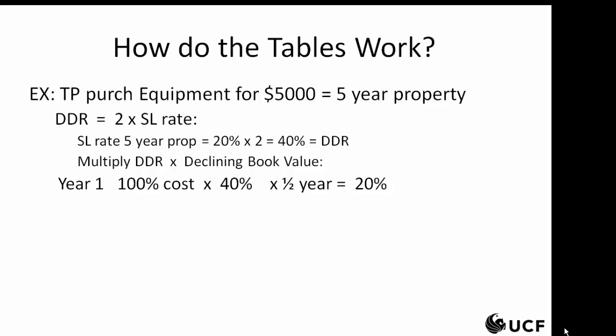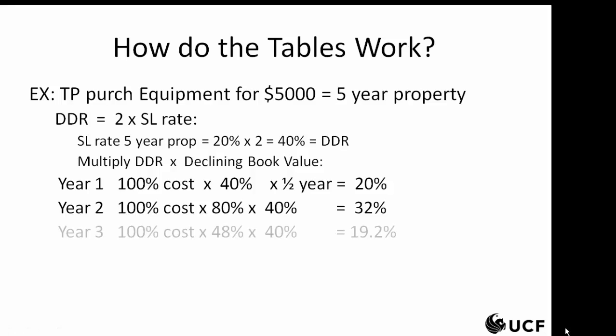Notice what happens in year 2. In year 2, we've already taken 20% of the original cost in depreciation. So what's our declining book value? 80% of the original cost. We're going to then take that and multiply it times the double declining rate of 40%. Well, if you instead take 80% times 40% and just combine that, that comes out to 32%. Now I can take 32% of the original cost instead of having to recalculate a declining book value.